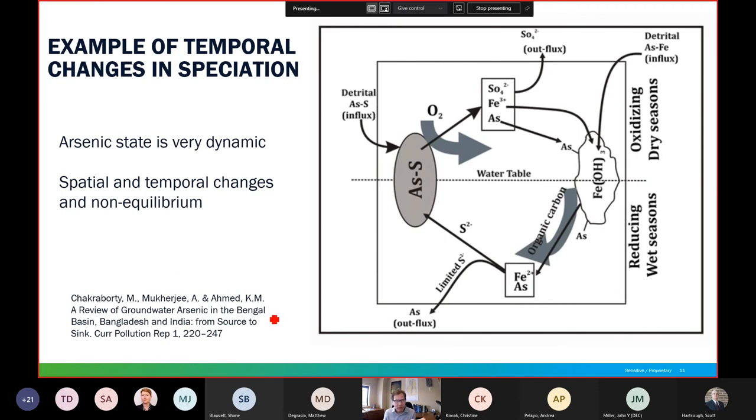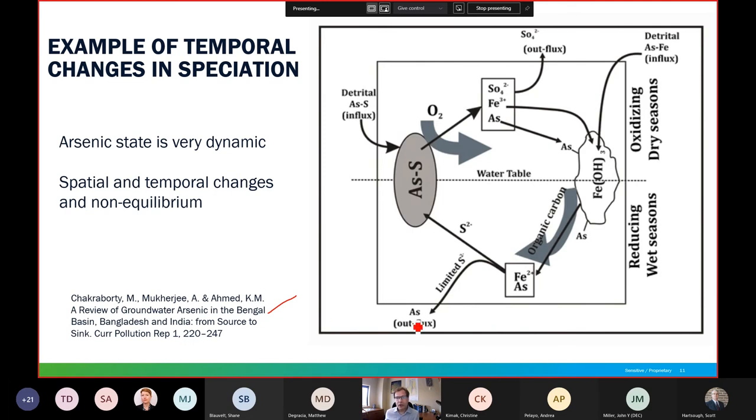This is a study out of Bangladesh by the authors that you see here. And this one really represents a couple of things. I bring it up because it shows in a natural environment how complex arsenic solubility is. And it also sets the stage for why we have such difficulties with arsenic in our anthropogenic sites, which have been impacted by pollutants from humans.